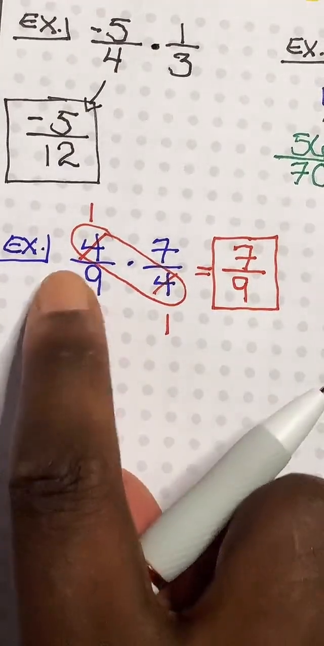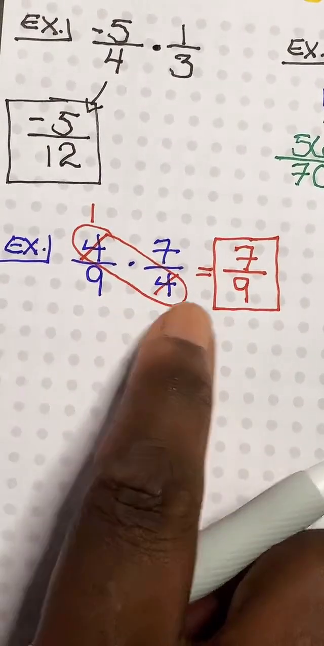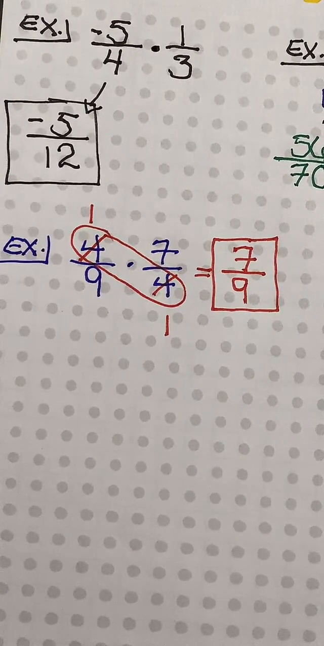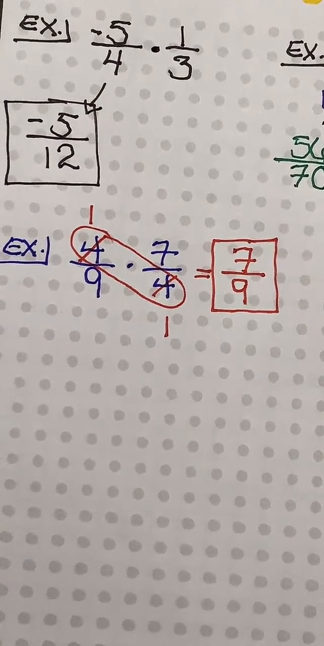Now, if you multiply straight across, you got my 28 over 36. Okay, so 28 and 36, what they have in common is 4. You could do it by 2, but you're going to do it by 2 twice.